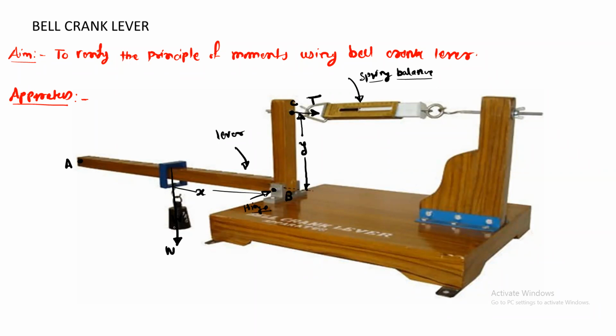When we apply the weight by using a dead weight, 1 kg, 2 kg, it will create the moment about the point B in the anti-clockwise direction. Because of that, the complete lever will rotate in the anti-clockwise direction. In order to bring it back to the original position, we can adjust the tension in the spring balance by using this screw and nut arrangement. We need to tighten this nut, so we need to rotate it in the clockwise or anti-clockwise direction.